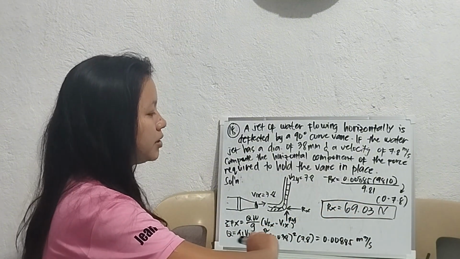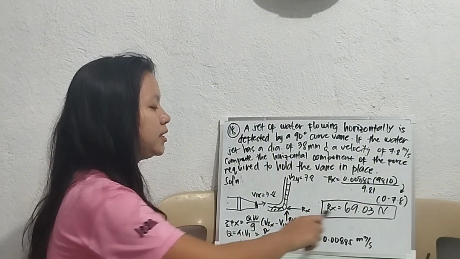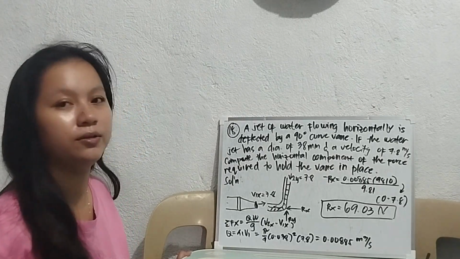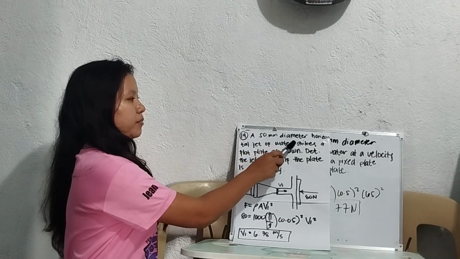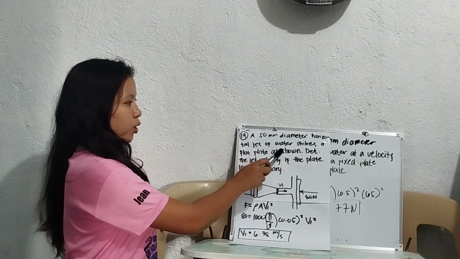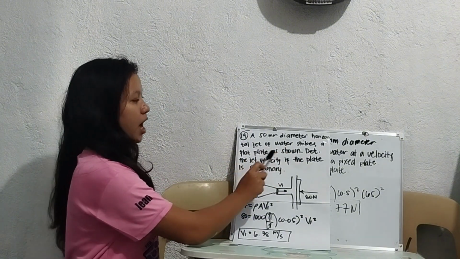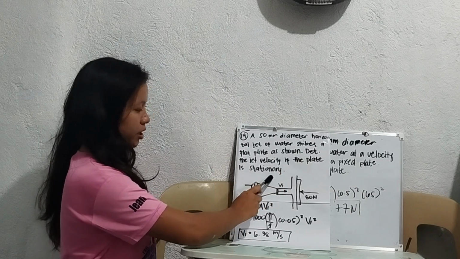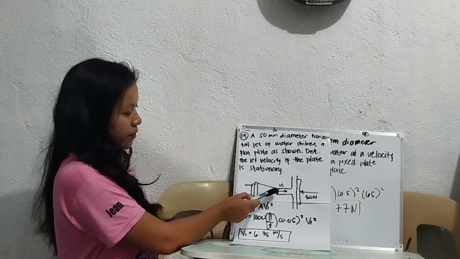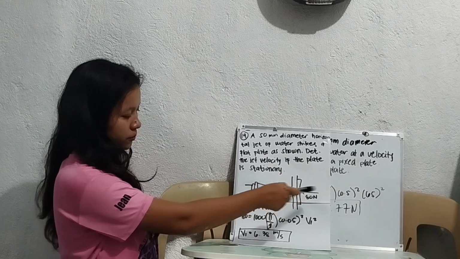So we came up with the answer of Rx equals 69.03 Newton. For number 19, a 50 mm diameter horizontal jet of water strikes a flat plate as shown. Determine the jet velocity if the plate is stationary. So this is the figure. We have the V1 and then the 80 Newton.